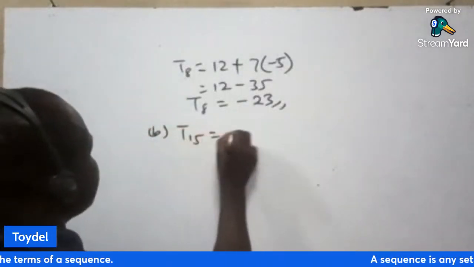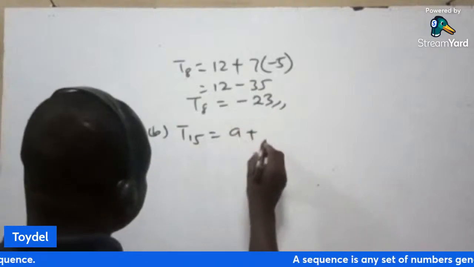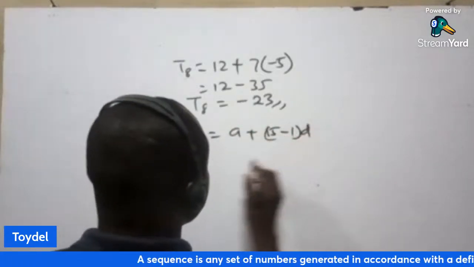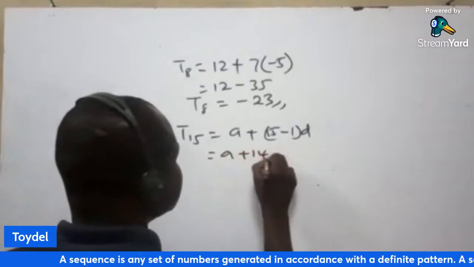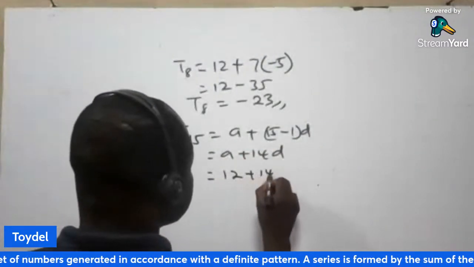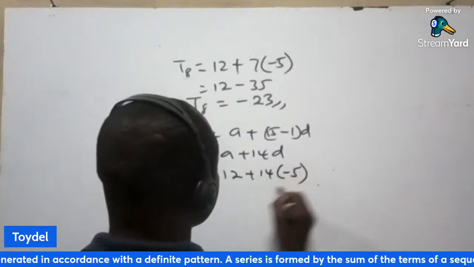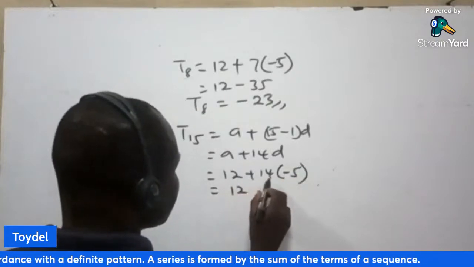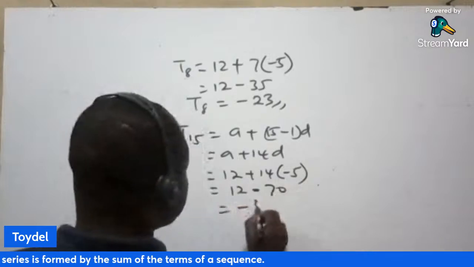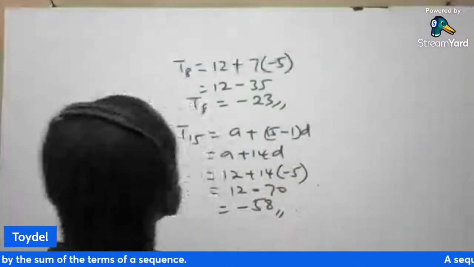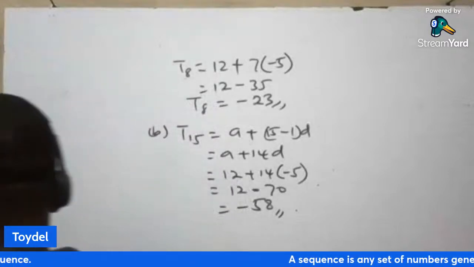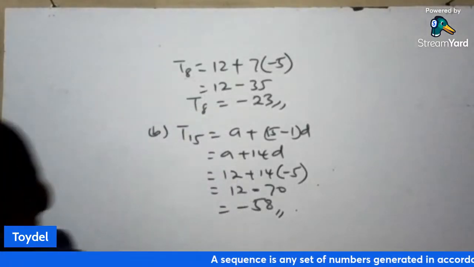T15, the 15th term, will be what? If we apply the first formula, a plus (15 minus 1)d, that will be a plus 14d. So a is given as 12, plus 14 into bracket, then d is minus 5. So we are going to get 12 minus 70, that will be minus 58. So the 8th term is minus 23, while the 15th term is minus 58.